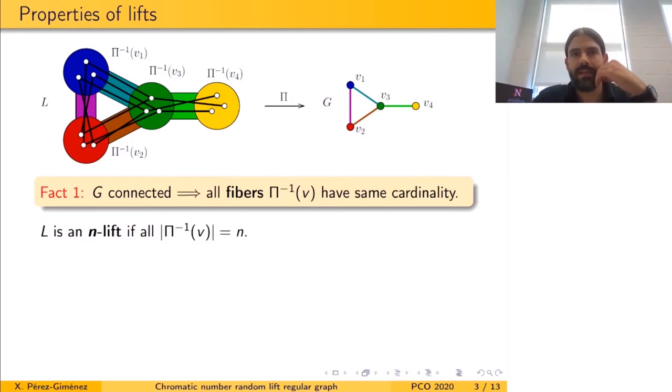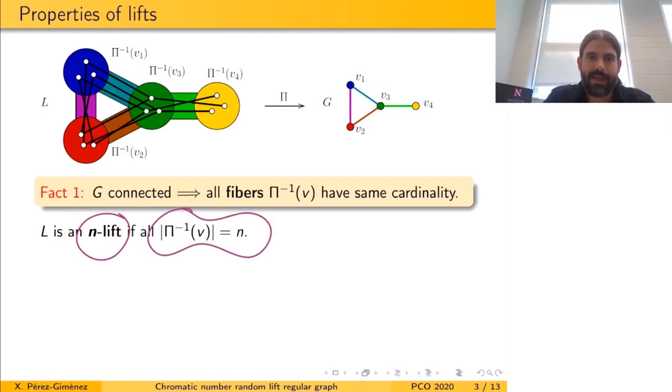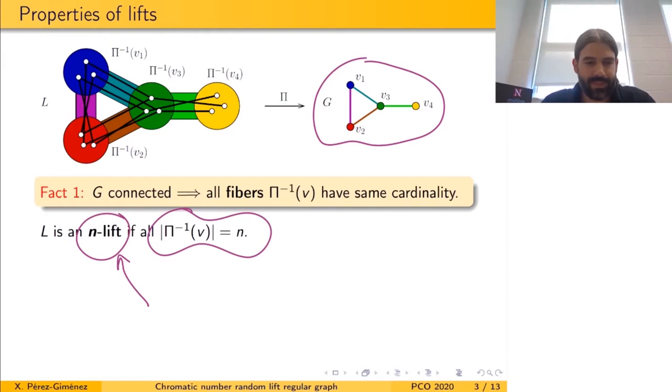And in fact, there's something called the universal lift of a graph, which is an infinite tree and has some nice properties. But in this talk, I'm going to focus only on finite graphs. So then it makes sense to define an n-lift to be a lift where all the fibers have cardinality n. And I could define n-lifts for any base graph G, even if it's not connected. I can always force all the fibers to have the same size.